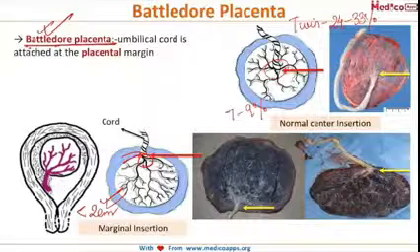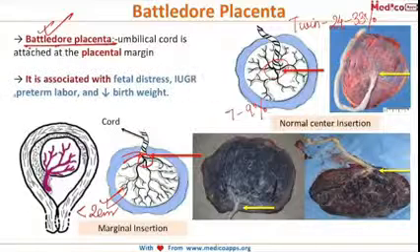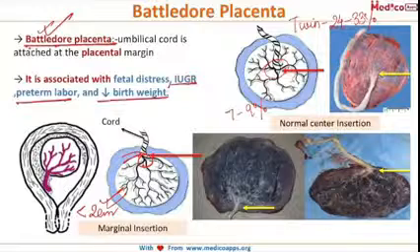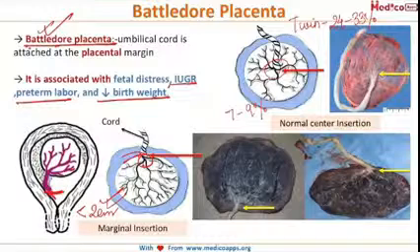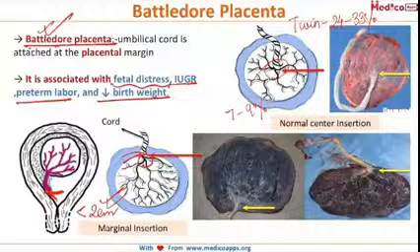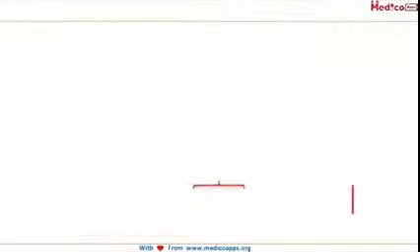But they may result in IUGR, preterm labor, decreased birth weight, and if the placenta is low-lying, then during delivery, this marginal cord insertion may be compressed, leading to fetal distress. Now, let's talk about the next type of placental abnormality, and that is extrachorial placenta.